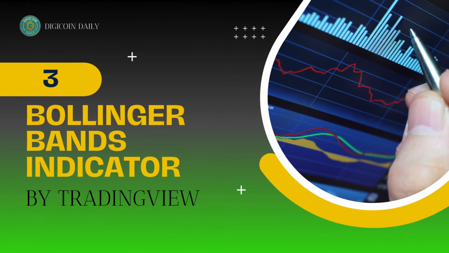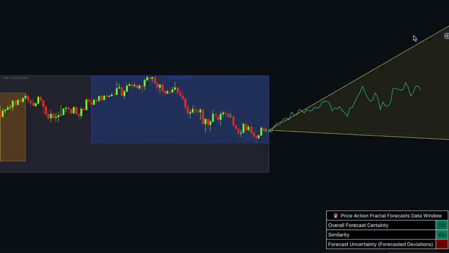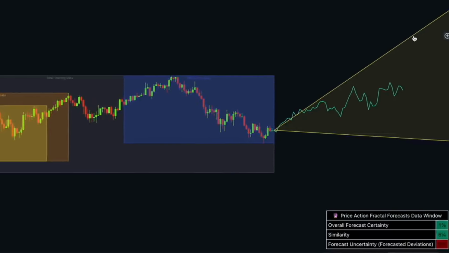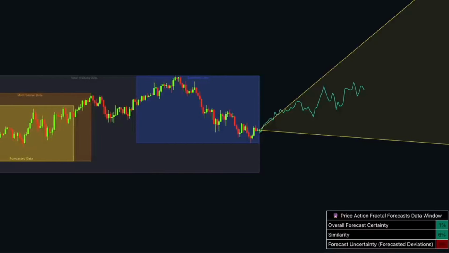The next indicator is the Bollinger Bands indicator by TradingView. This volatility indicator consists of a middle band, a simple moving average, and two outer bands that are calculated based on the standard deviation of the asset's price. The outer bands expand and contract based on market volatility.